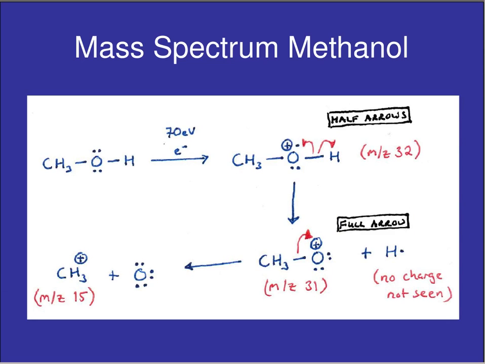So what we have managed to do is rationalize or explain why we get peaks in the mass spectrum at m over z 32, m over z 31, and m over z 15. And in doing so, we've had to use the fishhook arrows showing the movement of single electrons, and we've had to use the full arrow showing movement of pairs of electrons.